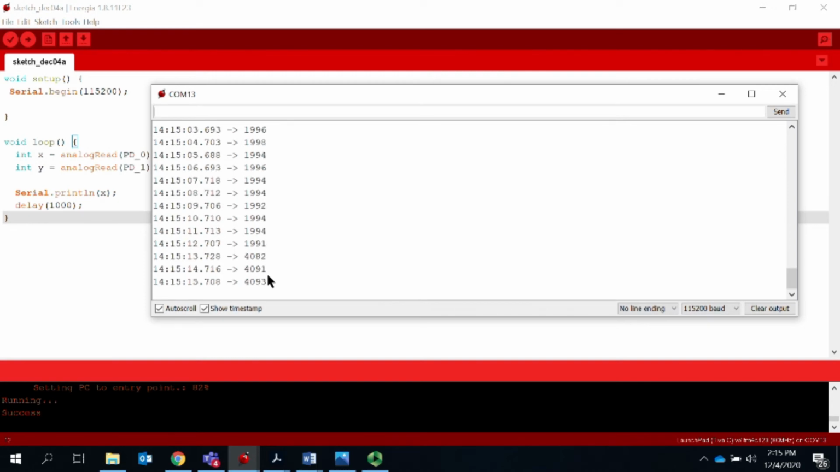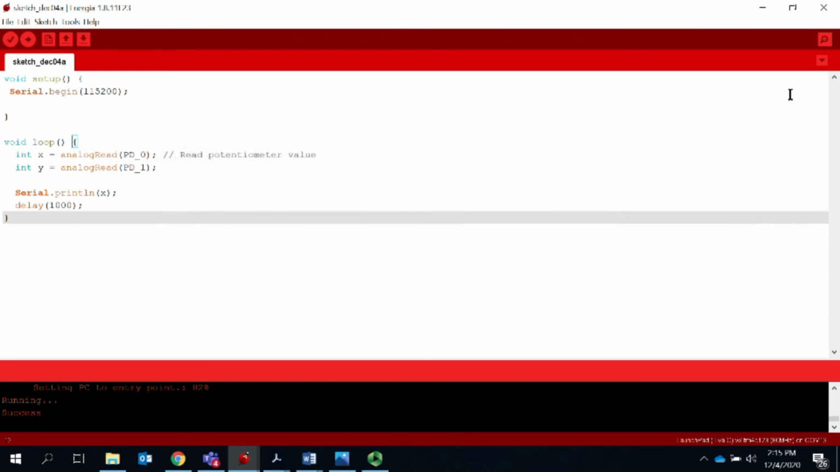Now I'm moving to the right side on the x-axis. Whenever you push as far as you can to the right side on axis X, it gives 4094.93, which is very close to the 4096 that I expect, okay? So as you can see, it works. We are able to read the x-axis, and the range is between 0 and 4096.